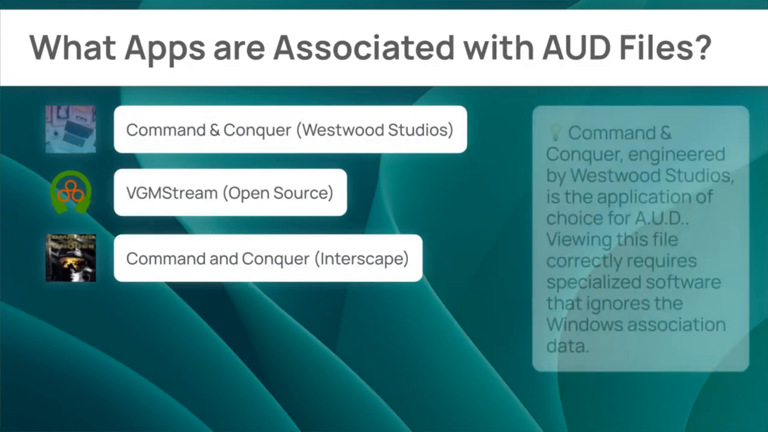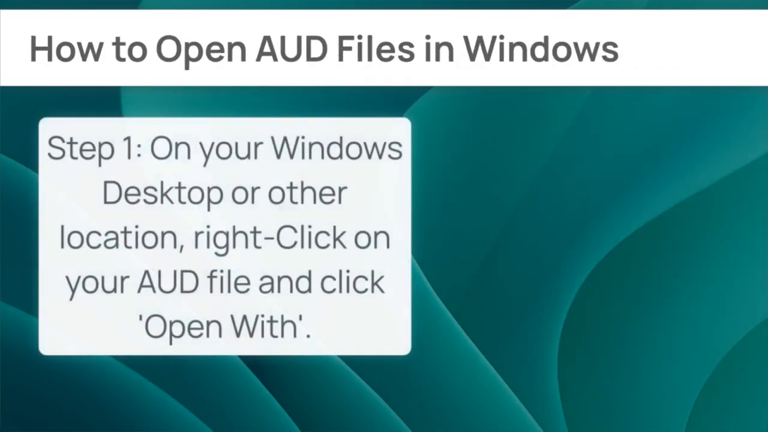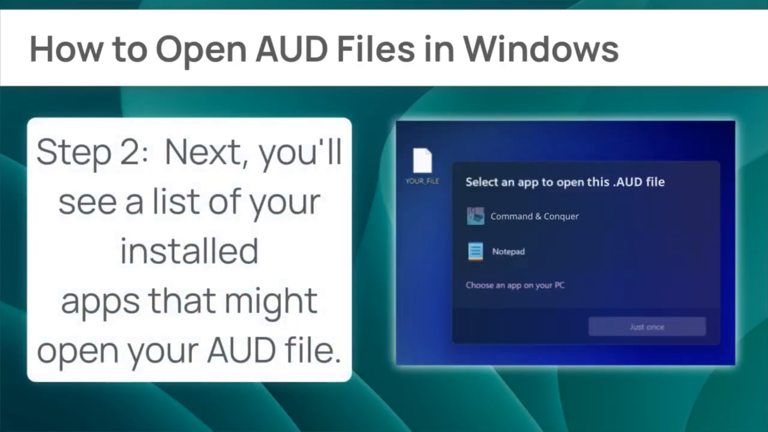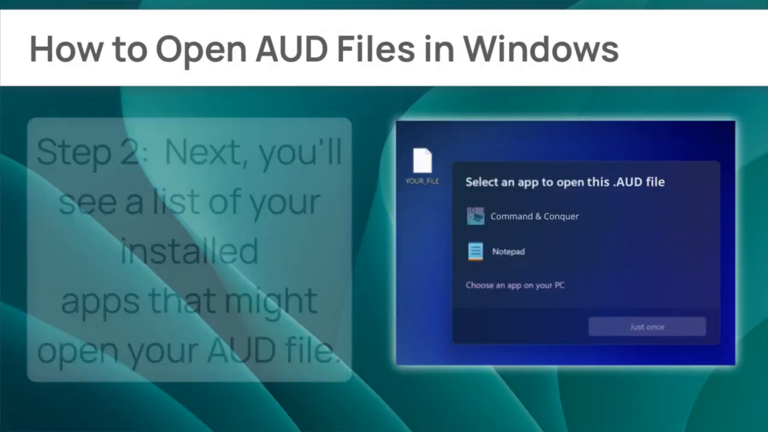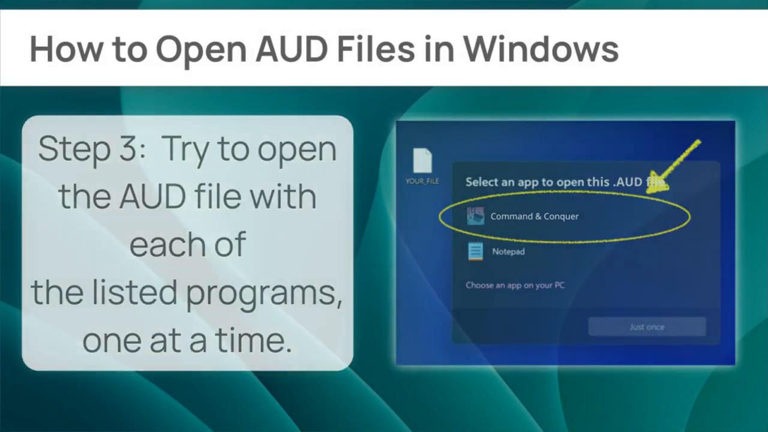Windows can show the file exists, but cannot perform color space correction or rendering. Windows can open these audio files, but true editing freedom requires proper DAW software. To force the file open, right-click your AUD file and select Open With. If Command & Conquer is an option, test it. If it's not available, choose another program. We are trying to find the specific compatibility bridge.